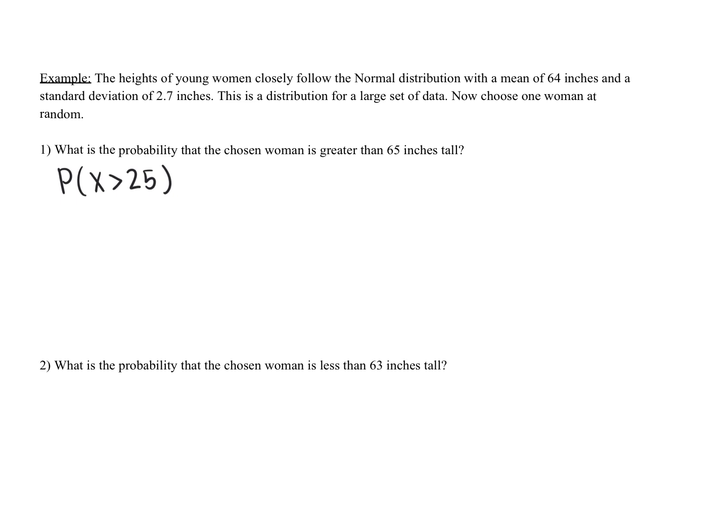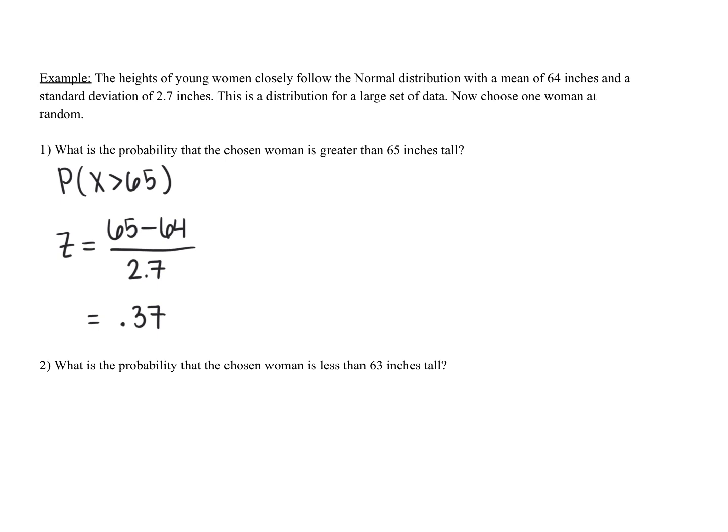So one of our options is to go ahead and calculate our z-score. Just to refresh, your z-score is your x value, 65, minus the mean, 64, over our standard deviation of 2.7. So 65 minus 64 is 1. 1 divided by 2.7 is going to give us a z-score of 0.37.